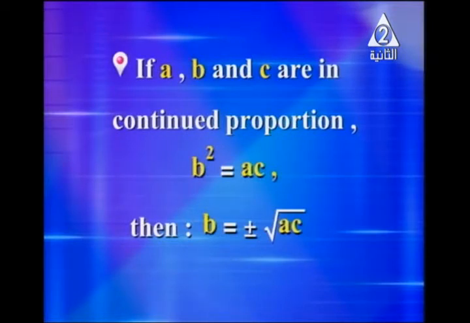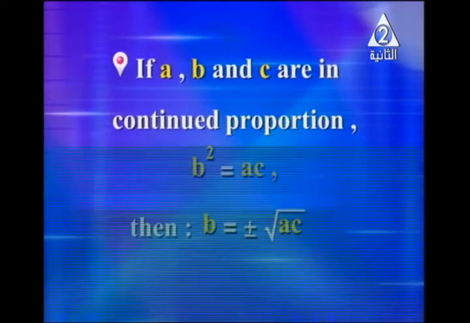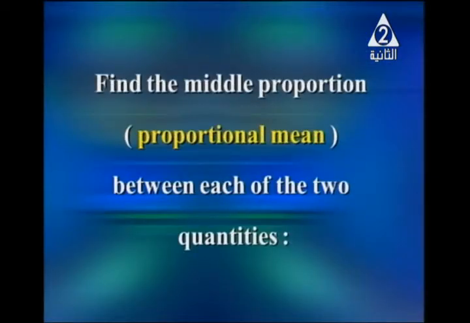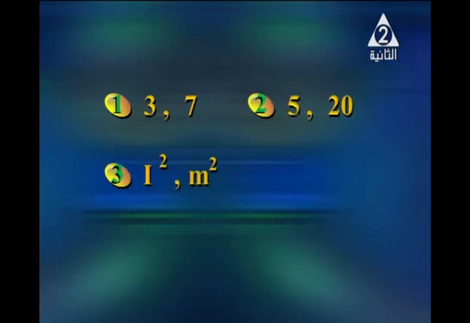Find the middle proportion, proportional mean, between each of the two quantities: 3 and 27, 5 and 20, l power 2 and m power 2.